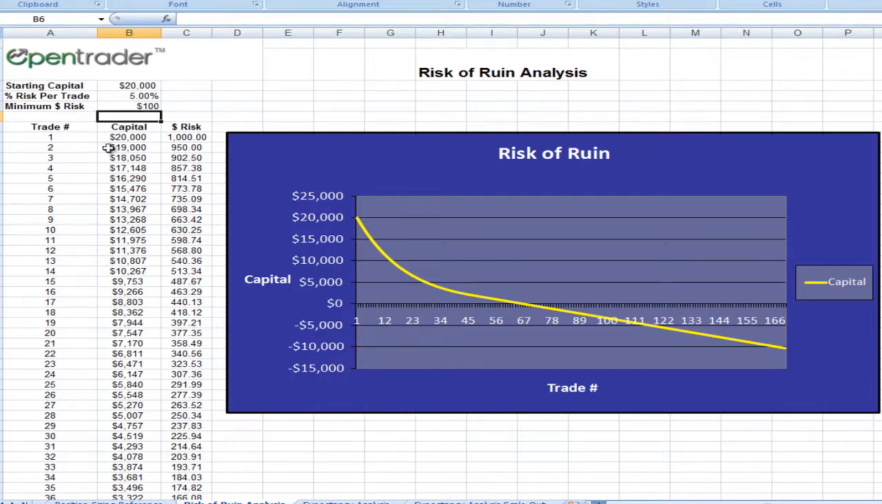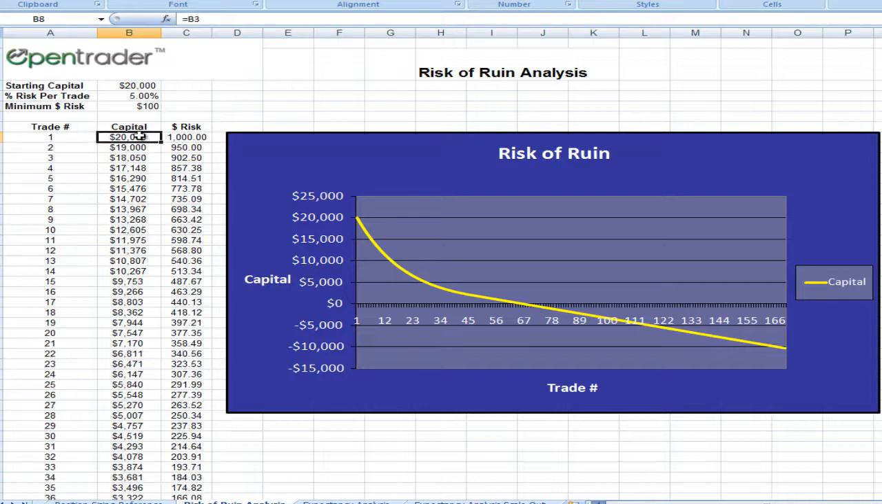Okay? So what is this showing you? Well, this is basically showing you at 5% risk, how many losing trades in a row would it take for you to lose your whole account, i.e., what is the risk of ruin? Well, so let's take a look at this.